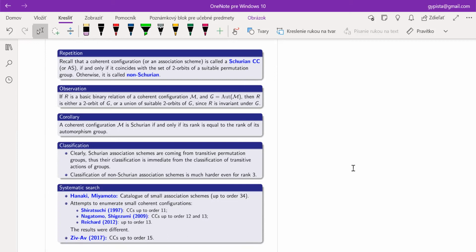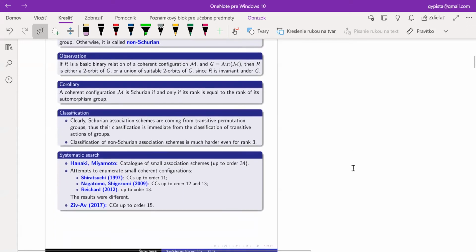So the first thing we have to notice is that relations which are invariant under a group can appear just as 2-orbits of that group or as a union of suitable 2-orbits. If we have a coherent configuration, then of course each of its relations is invariant under the group of automorphisms. So one can easily see that each relation in a coherent configuration is either a 2-orbit of the group of automorphisms or a union of 2-orbits of the same group.